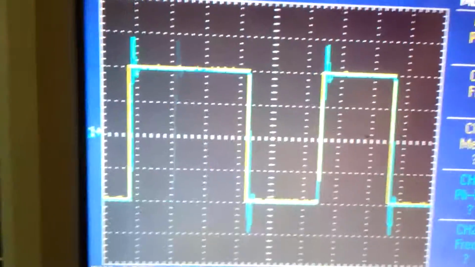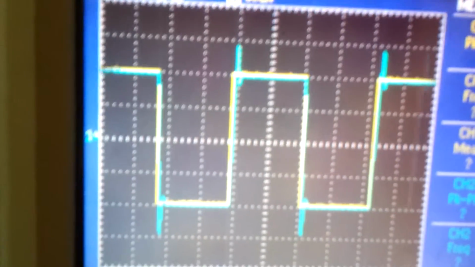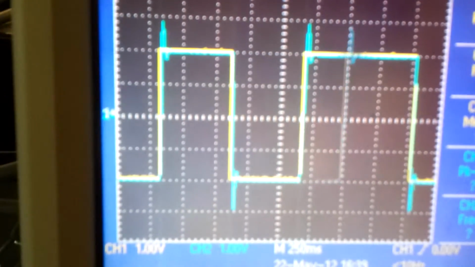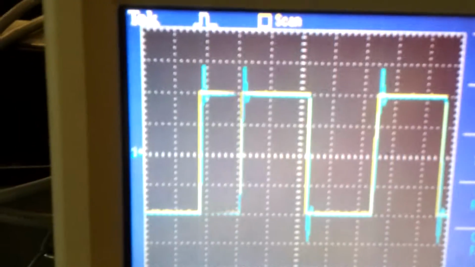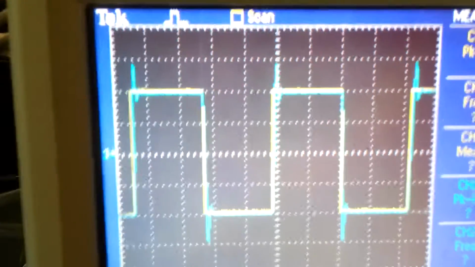So my final conclusion is, as you can see, my output sine wave, my output square wave closely follows my input square wave, except for the little oscillation at the beginning, which is the resonance.